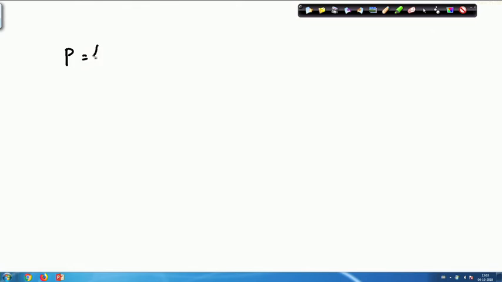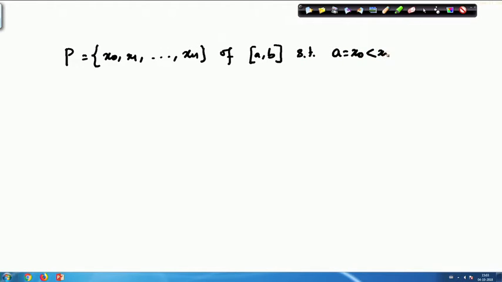In the last class we saw a partition P, which is given by x0, x1, up to xn of a closed interval a to b, such that a is x0 less than x1 less than x2 and so on up to xn, which is equal to b. So this is one such partition of the closed interval a, b. Now for this partition P we can define the norm of this partition.